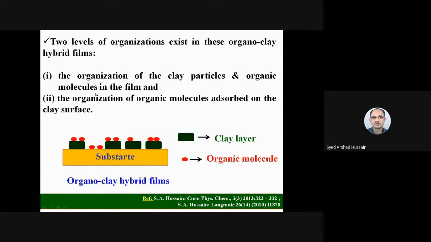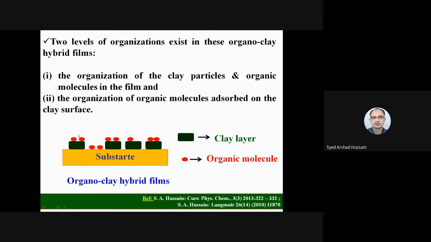Here, I just try to show you that if we prepare, say, thin films of an organoclay system, then there may be two different types of organization. Say this black one is the clay on the substrate. Then this red one, your organic material, may organize on the surface of the clay or on the substrate. At the same time, it is also possible to put this organic material in between the clay layers. So this kind of organization is possible.